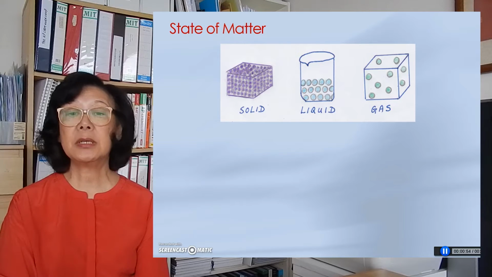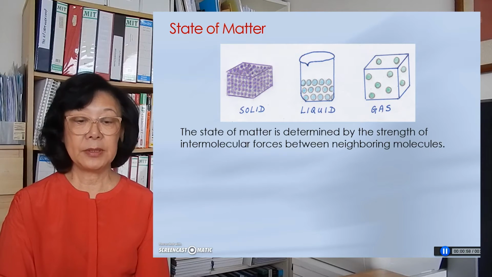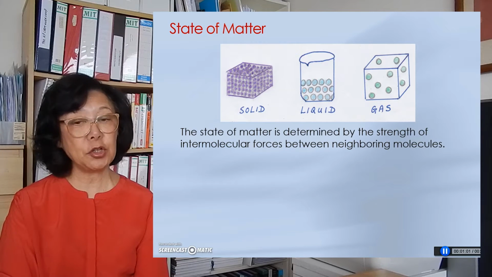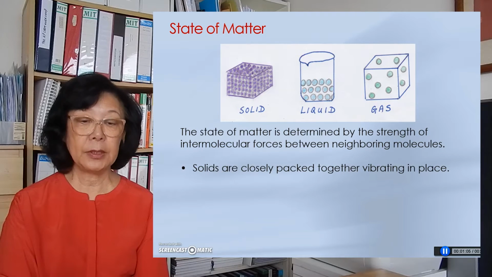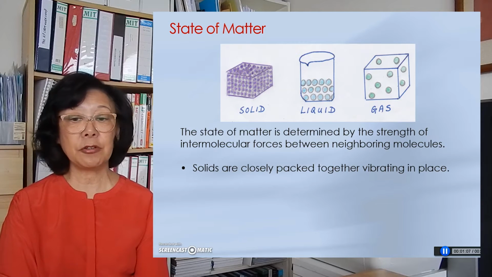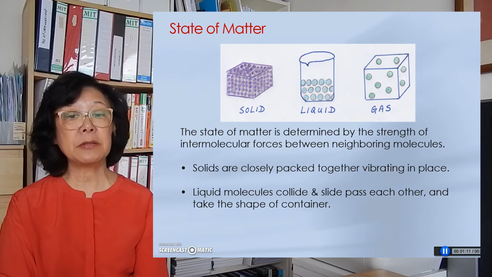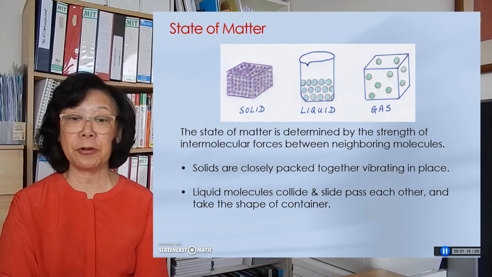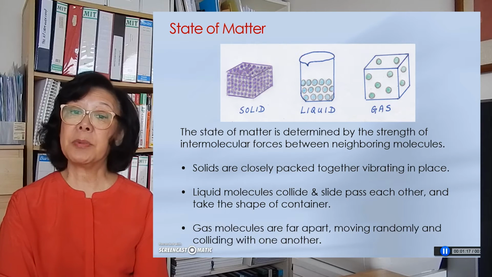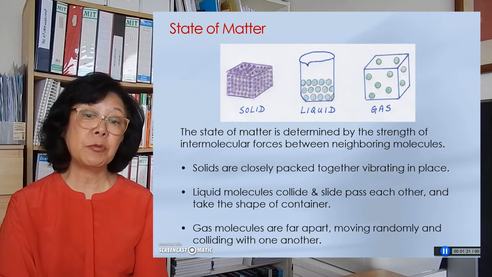Now, what makes a matter being solid or liquid or gas? That depends on the strength of intermolecular forces between the neighboring molecules. Solids are closely packed together, vibrating in place. With liquid molecules, they collide and slide past each other and take the shape of the container. Gas molecules are very far apart. They move around randomly and collide with one another.